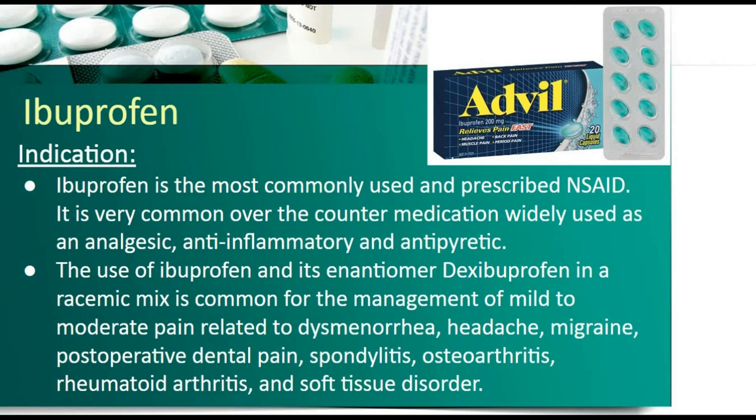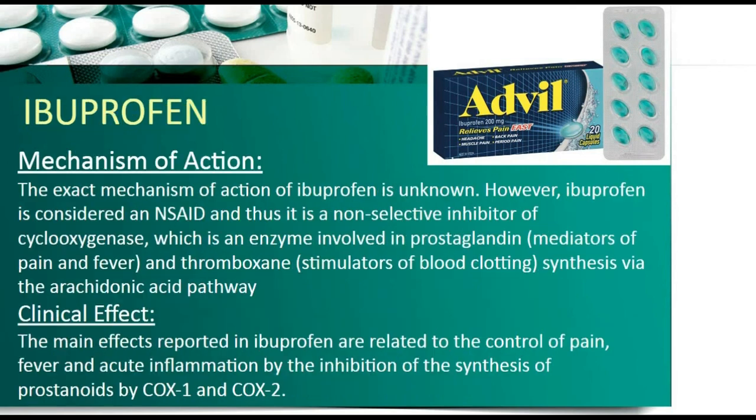Its mechanism of action: the exact mechanism of action of ibuprofen is unknown. However, ibuprofen is considered an NSAID, and thus it is a non-selective inhibitor of cyclooxygenase, an enzyme involved in the synthesis of prostaglandin, mediators of pain and fever, and thromboxane, the stimulator of blood clotting, via the arachidonic acid pathway. The main effects reported for ibuprofen are related to the control of pain, fever, and acute inflammation by the inhibition of the synthesis of prostanoids by COX-1 and COX-2.